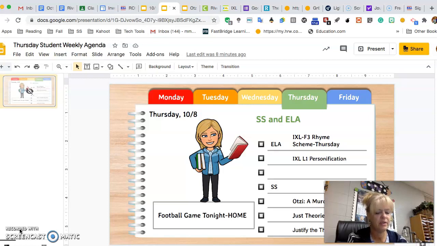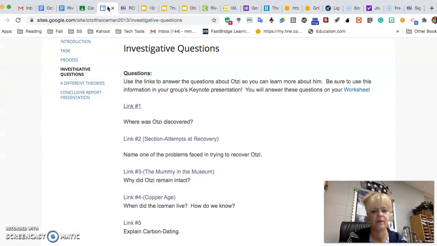In social studies, we're going to do just one part of UTSI today. We're going to just work on theories. You're going to look and read about 4 different theories of how he was murdered. Everyone agrees he was murdered. The question is, how was he murdered and who did it? And that's the mystery. So you're going to go to each theory. You'll click on the background of your investigative sheet. On here, you're going to go up here and click on the 4 theories.